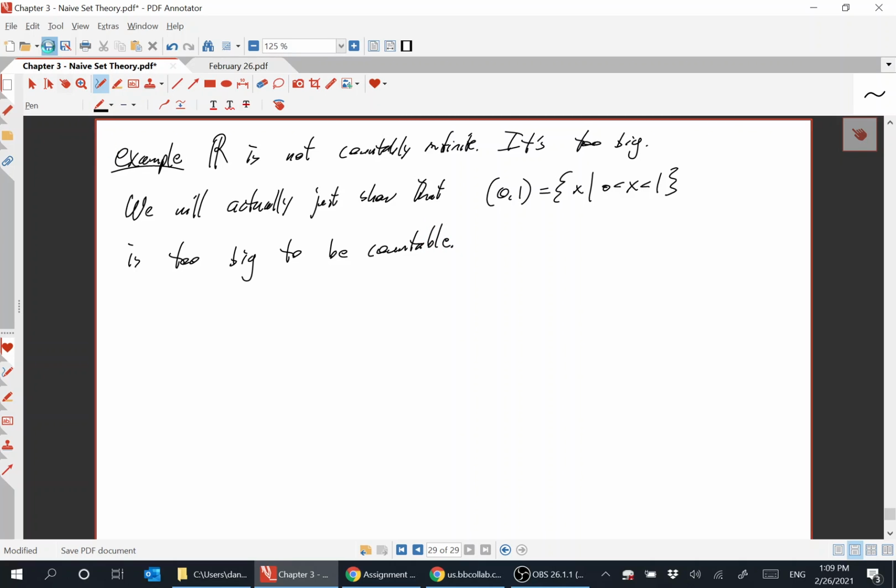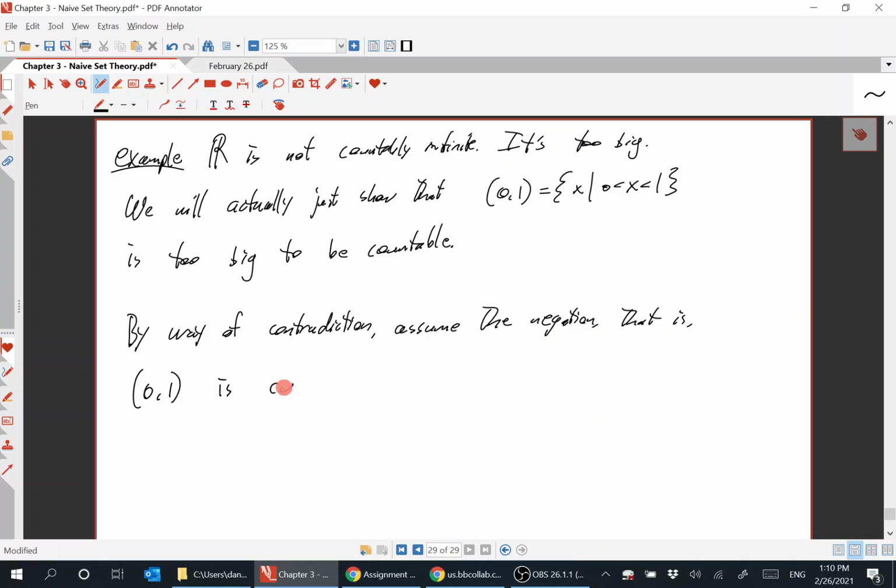This is a proof by contradiction. It's not an implication proof by contradiction, it's just a simple statement proof by contradiction. We want to show that R is not countable. So by way of contradiction, assume the negation. That is, assume the interval from 0 to 1 is countably infinite.